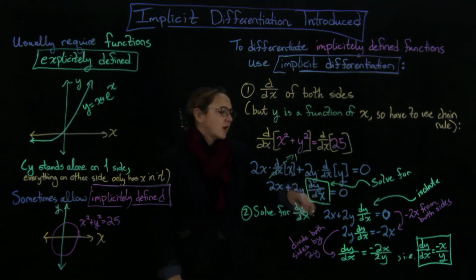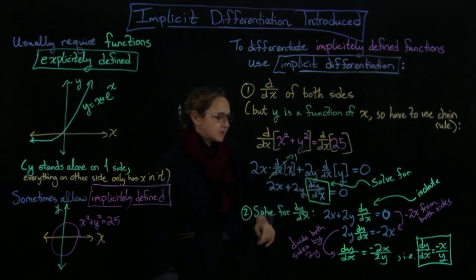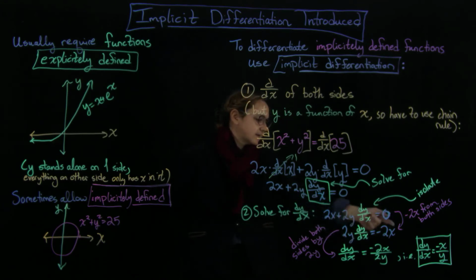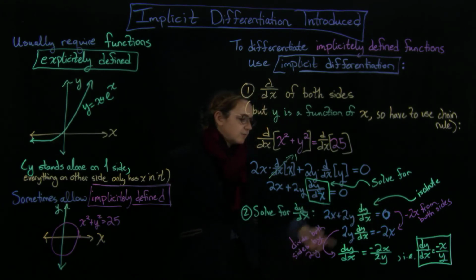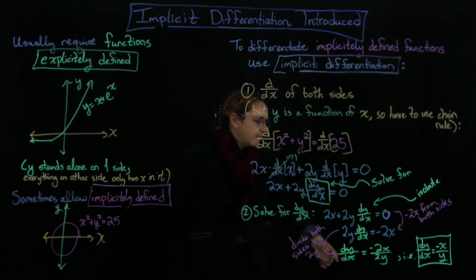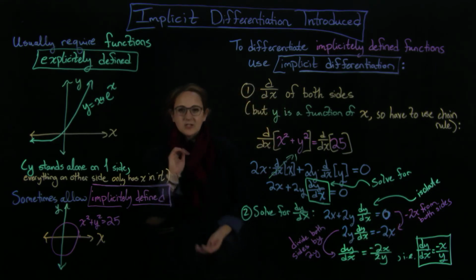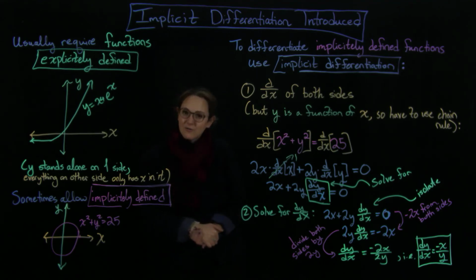And then we have to solve for or isolate this because this is what we actually want. And we just do that. We subtract 2x from both sides to get this. Then we have to divide both sides by 2y. We get this, which we can simplify a little bit. And then dy/dx is actually equal to minus x over y.